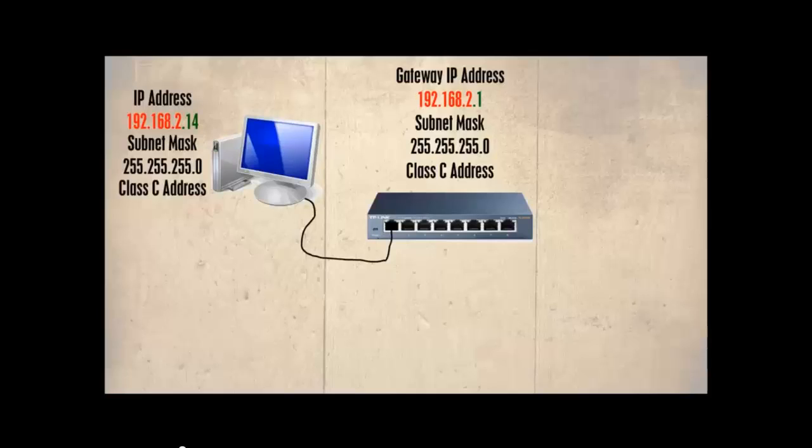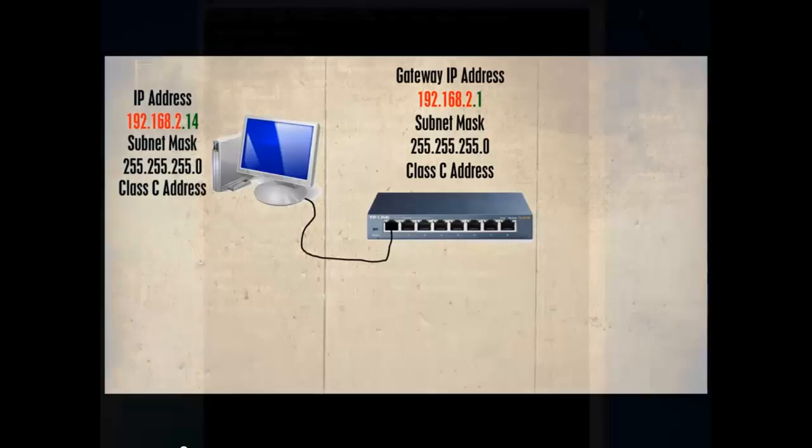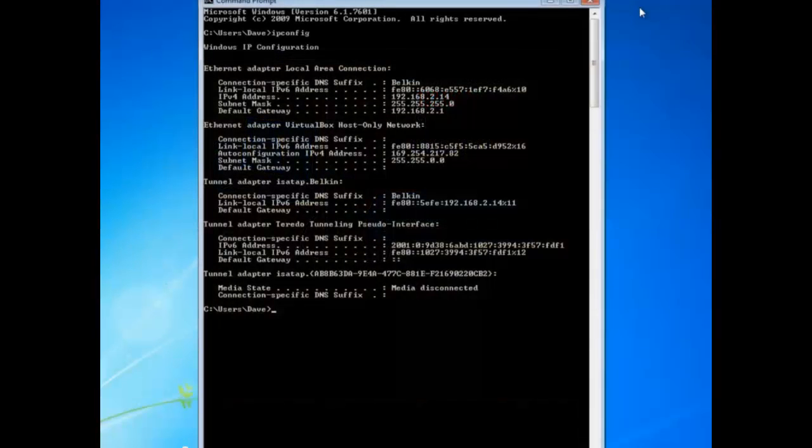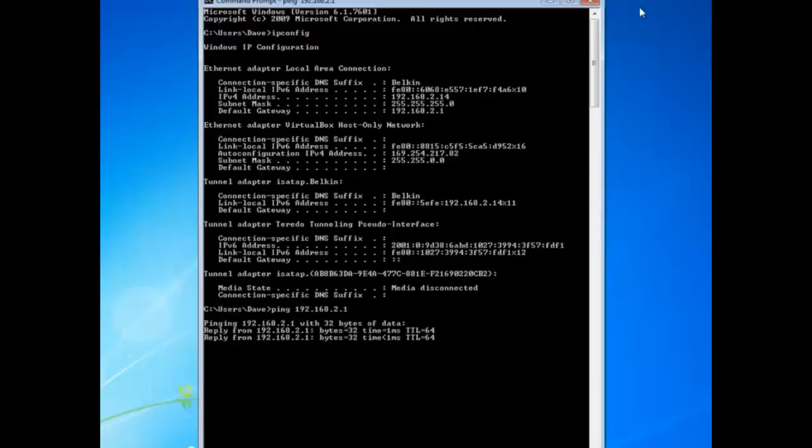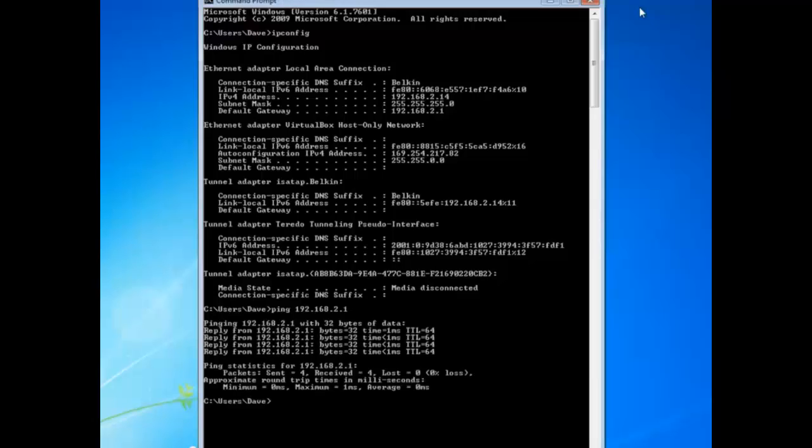We can test communication with the default gateway using the ping command by typing in ping 192.168.2.1. Notice a response has been received from the host, so we know it is online and we are able to communicate with it. So long as the host is physically available, we can expect to communicate with this due to us sharing the same network ID of 192.168.2, which means we are on the same subnet.